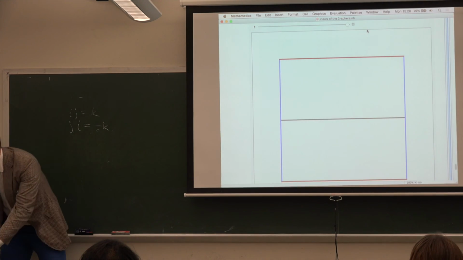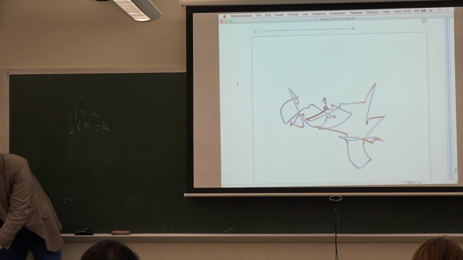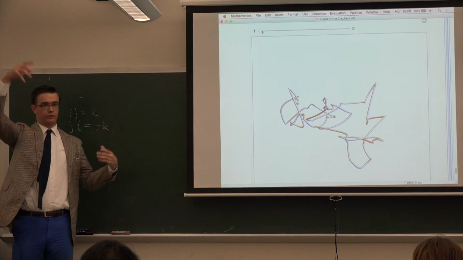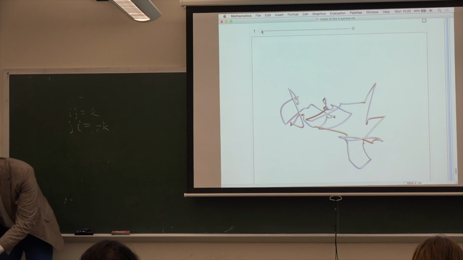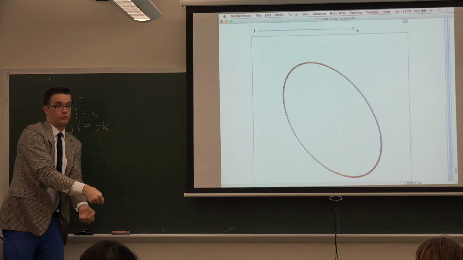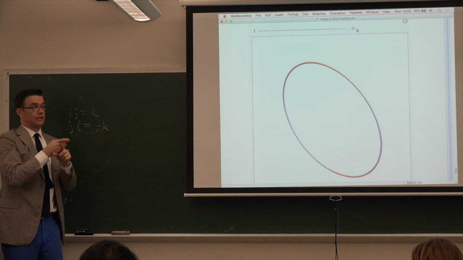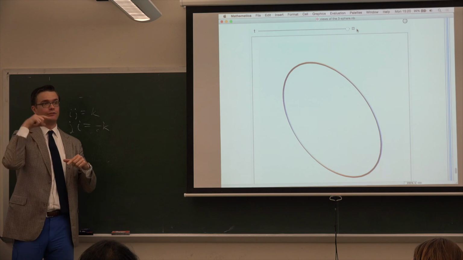So if you're talking about the hypersphere, remember, it's like R3 plus an extra point. And so if you have a curve, you can just smush it to a nice round circle and then squash that down to a point, no problem. And the Poincare conjecture says this is the only compact three-manifold with this property.